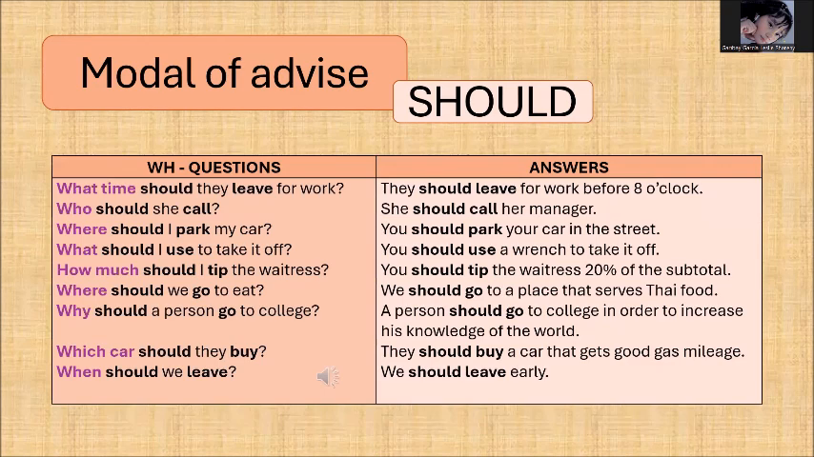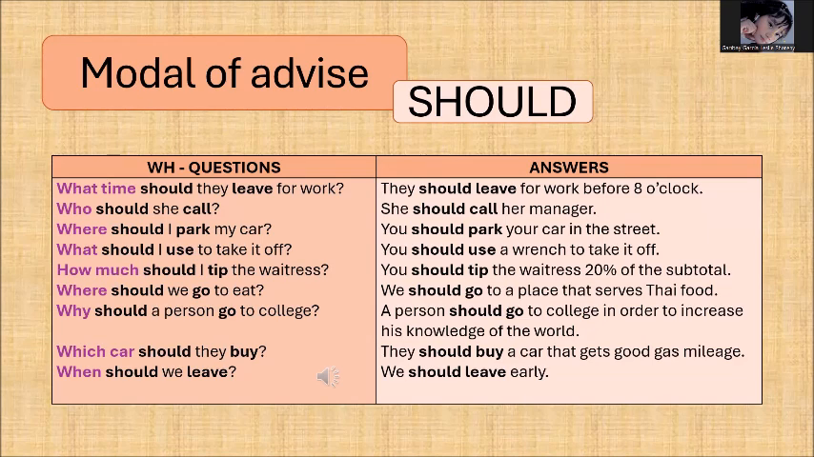Now, to form a WH question using the modal verb should, you can put the WH question word before should. For example, what time should they leave for work? They should leave for work before 8 o'clock. Who should she call? She should call her manager. Where should I park my car? You should park your car in the street.